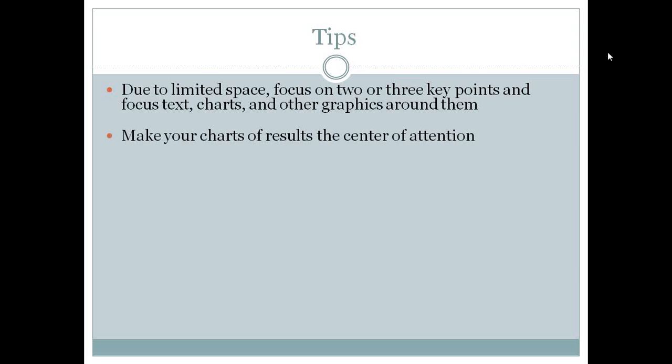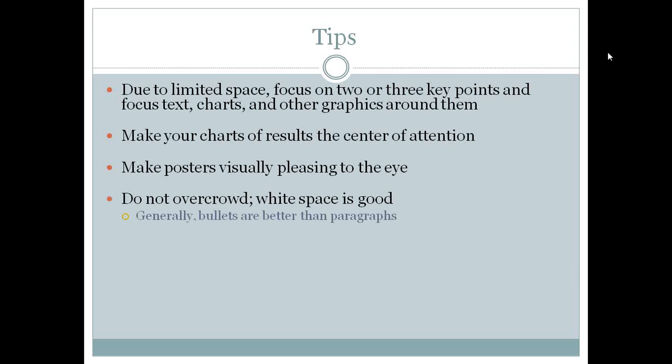Again, making your charts the center of attention. You really want the audience to be drawn right into there. And we're going to come back to that example that I gave before of the research poster. You want to make your posters visually pleasing to the eye. You want people to be drawn to it, not intimidated by it. So you don't want to overcrowd it. White space is always good. Bullets are generally easier to read than full paragraphs.